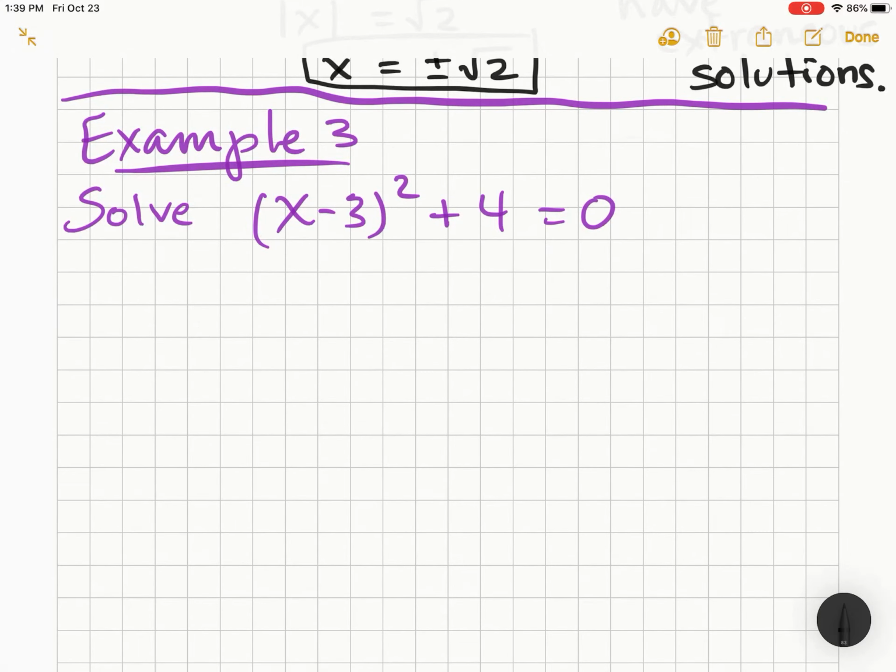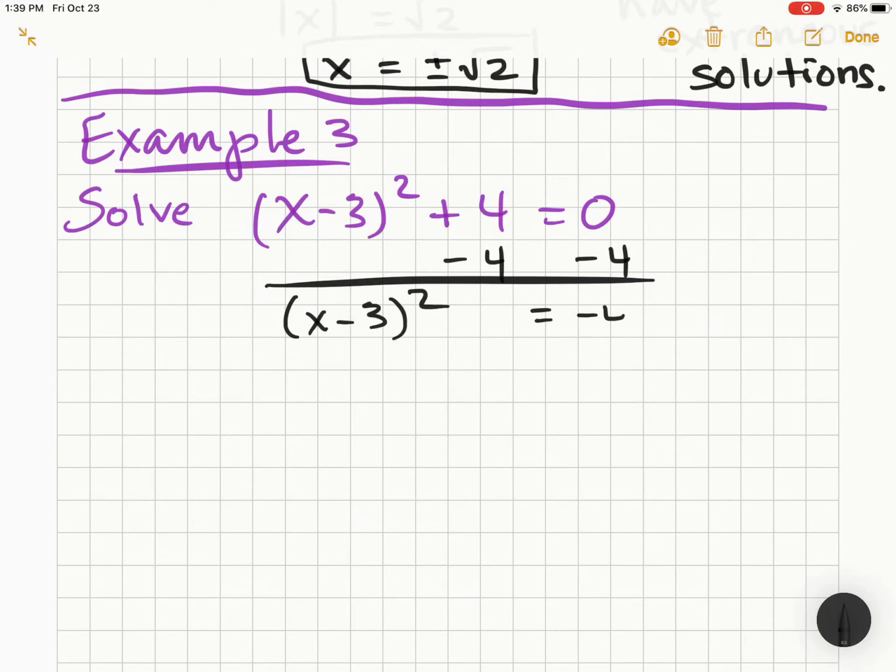Example 3. Let's solve this equation. I'm going to start out by subtracting 4 from both sides. So I get x minus 3 squared equals negative 4. And at this point, I've isolated the square. Even though it's a binomial, the square is by itself. So I'm going to take the square root of both sides.